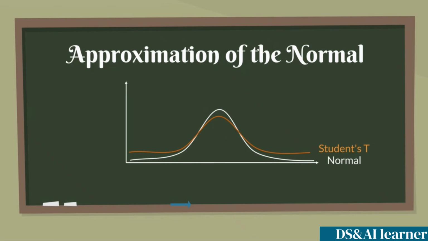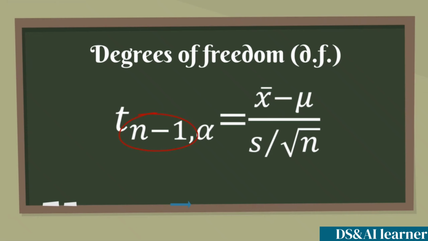The last characteristic of the Student's t-statistic is that there are degrees of freedom. Usually, for a sample of n, we have n-1 degrees of freedom. So, for a sample of 20 observations, the degrees of freedom are 19.